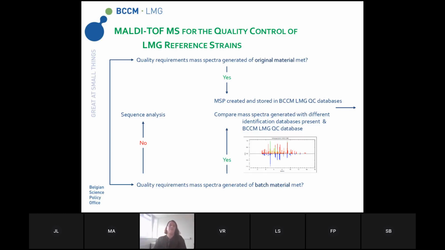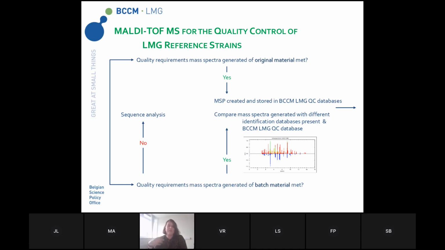If this is not the case, for instance for the original material, we go for recultivation or retry, a second attempt, or go directly to sequence analysis and leave it as such. The same goes for batch material, as you can find in the bottom arrow part. If there is no good quality data, we go for sequence analysis. If we do have good quality data, we go with original material. What we do is create an MSP, a main spectrum, with only 4 spectra. That's a side note that I must make: maximum, minimum 4 spectra, my apologies, and store it into the BCCM LMG quality control databases.